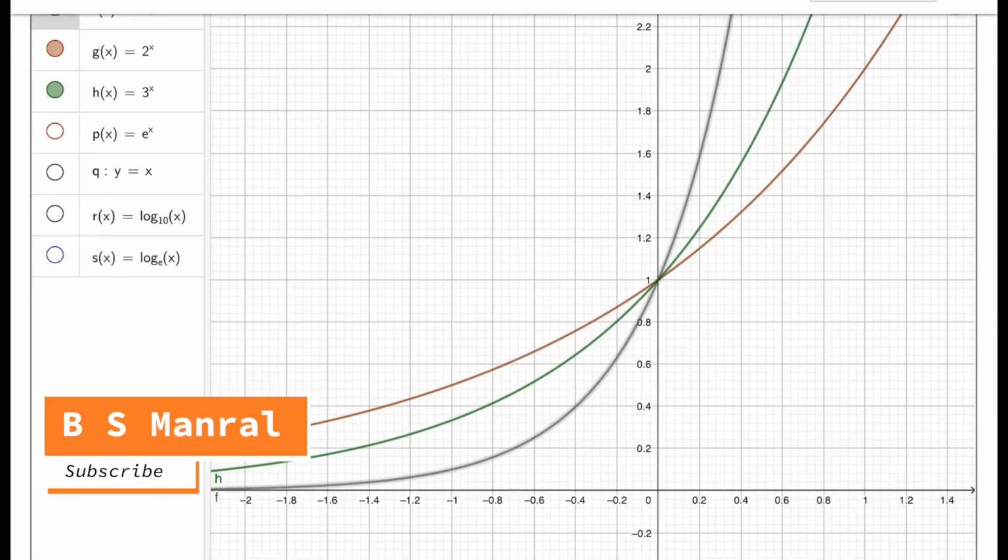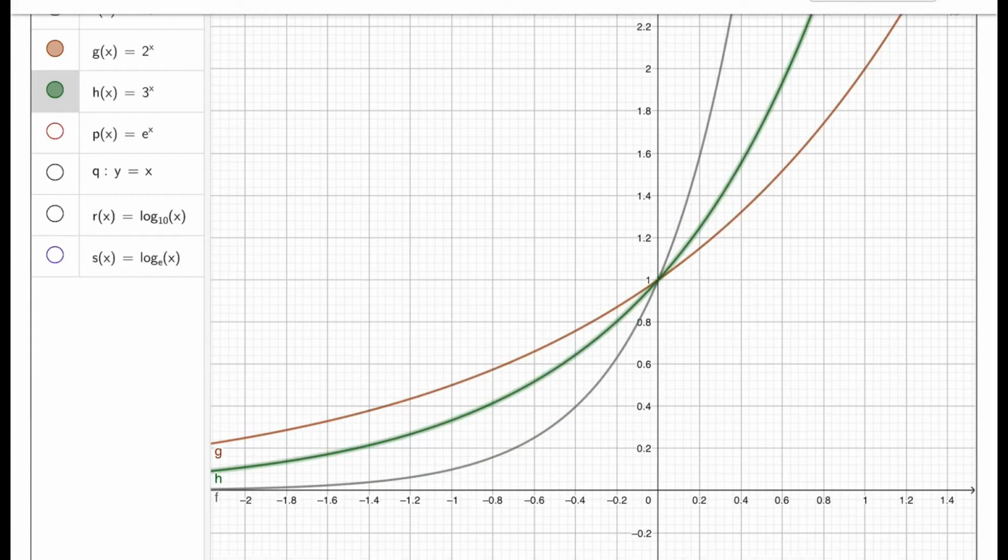One more thing, all these graphs pass through (0, 1), this point (0, 1). It means that the point (0, 1) always lies on the graph of b raised to the power x, where b is greater than 1 and x is any real number.